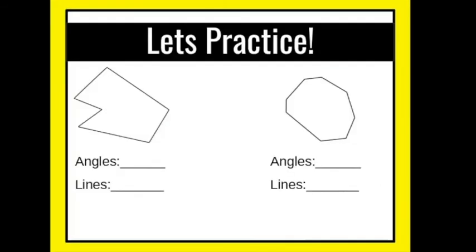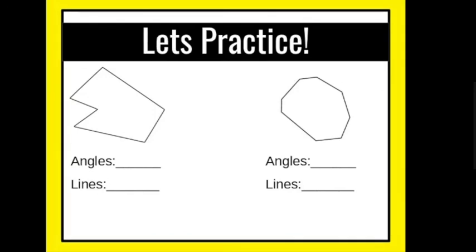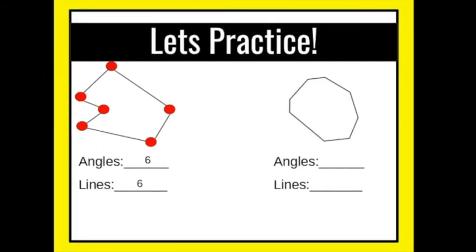All right, let's practice counting the angles and the lines. I'm going to start with the first one, counting the angles. 1, 2, 3, 4, 5, 6. It has 6 angles. Let's count the lines. 1, 2, 3, 4, 5, and 6. It also has 6 lines. What shape has 6 angles and 6 lines? A hexagon.